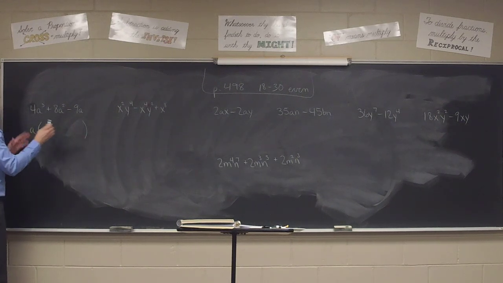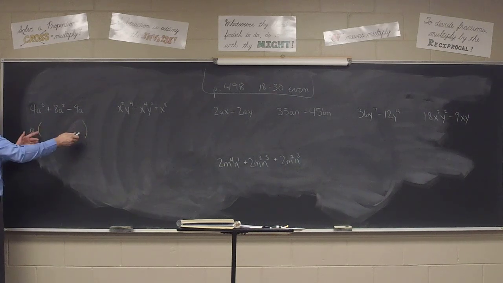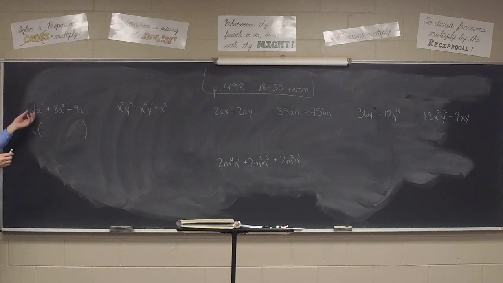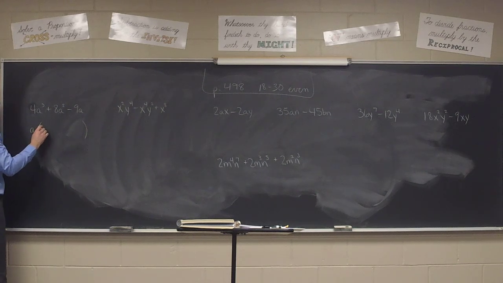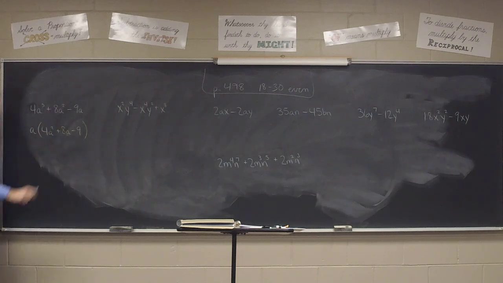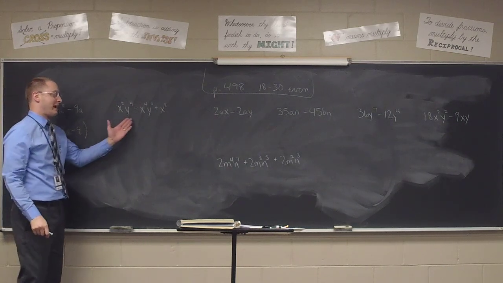Once we've identified the common factor, put your parentheses, and we're going to divide every term by the a. Or you could say you're going to pull an a out of every term. And when you do, what's left in parentheses? 4a squared plus 8a minus 9. Perfect.